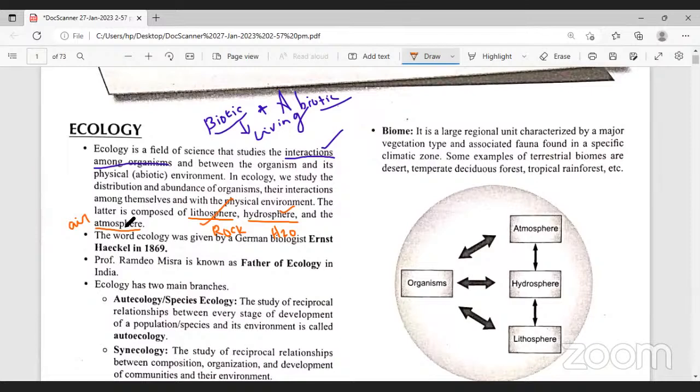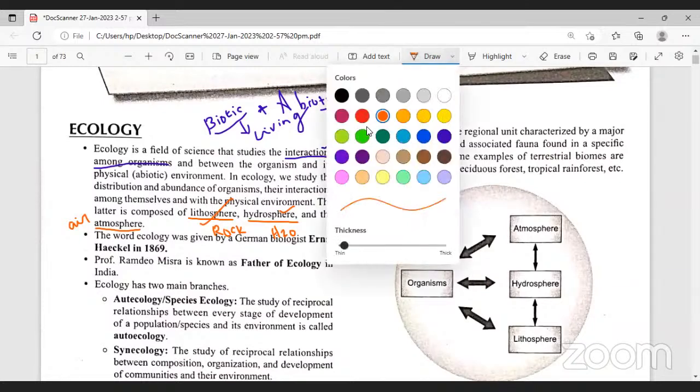Next, the word ecology was given by the German biologist. Note it down, my dear students. This is very, very important. So many times they have asked the question: who gave the word ecology? The word was given by the scientist called Ernest Haeckel. Don't forget, my dear students. This is very, very important. Ernest Haeckel.